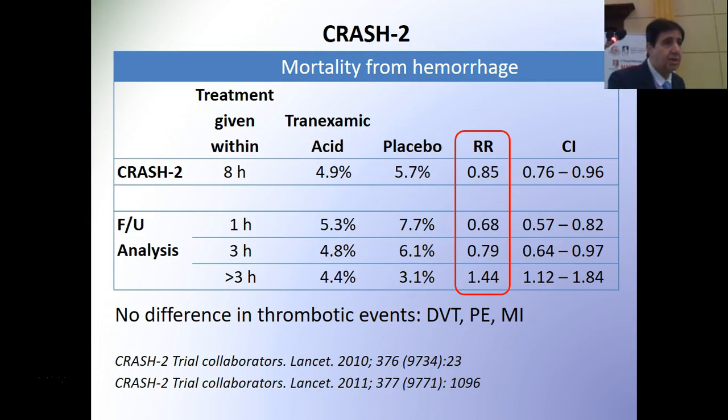And what they noticed in this study, we can look at the area within the red circle, that when this was used in the first hour, the mortality from hemorrhage compared to the placebo, relative risk 0.68. So that's a tremendous decrease in mortality rate from hemorrhage.